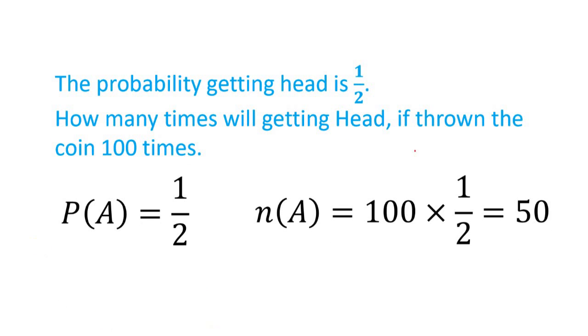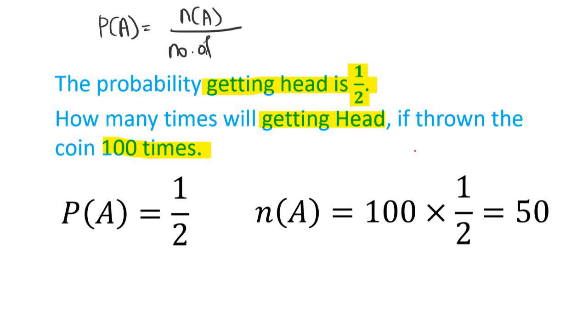The first question says the probability of getting heads, that means throwing a coin, is 1 over 2. Now I repeat 100 times, throwing the coin 100 times. How many times can I get heads? This is what I already explained just now: the probability of A is equal to the number of event A over the number of repeats.